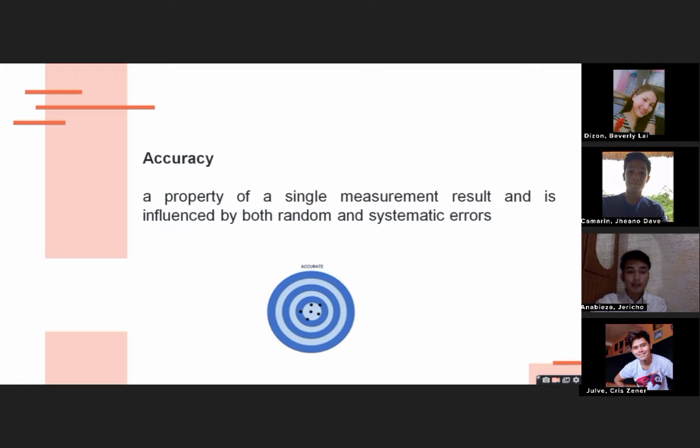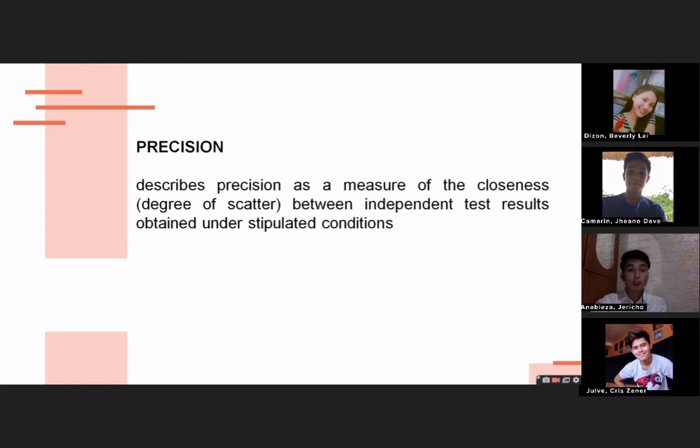So now we have the precision. Precision is described as a measure of the degree of scatter between independent test results obtained under stipulated conditions, and stipulated conditions can be, for example, repeatability, intermediate precision, or reproducibility. So precision has to do with the closeness of the results. It means like repeatability.